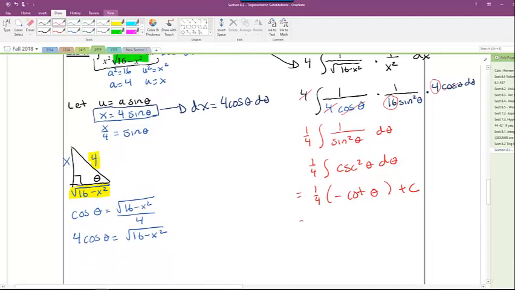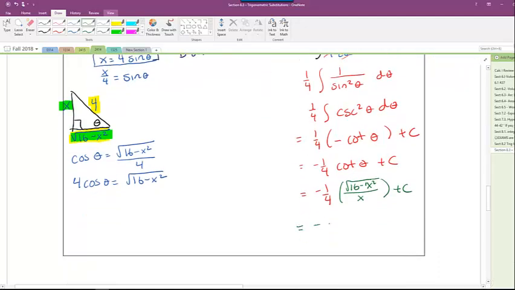Distributing the 1/4, you have negative 1/4 times the cotangent of theta plus c. So now what I need to figure out is what the cotangent of theta is equal to in terms of the variable x. Well, I've defined what cosine is and what sine is, but not cotangent. But that's easy to do. All I need to do is look at my triangle. So cotangent of theta is going to equal adjacent over opposite. So I need to take the adjacent side and put it over the opposite side. So in my case, cotangent is going to equal the square root of 16 minus x squared all over x plus c. And then finally, just distributing, you're looking at the negative of the square root of 16 minus x squared all over 4x plus c.